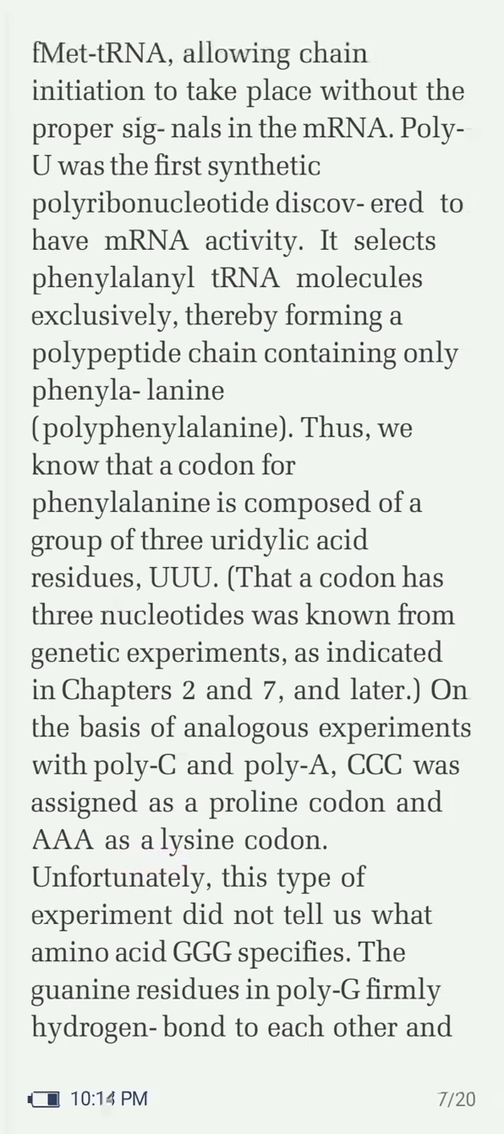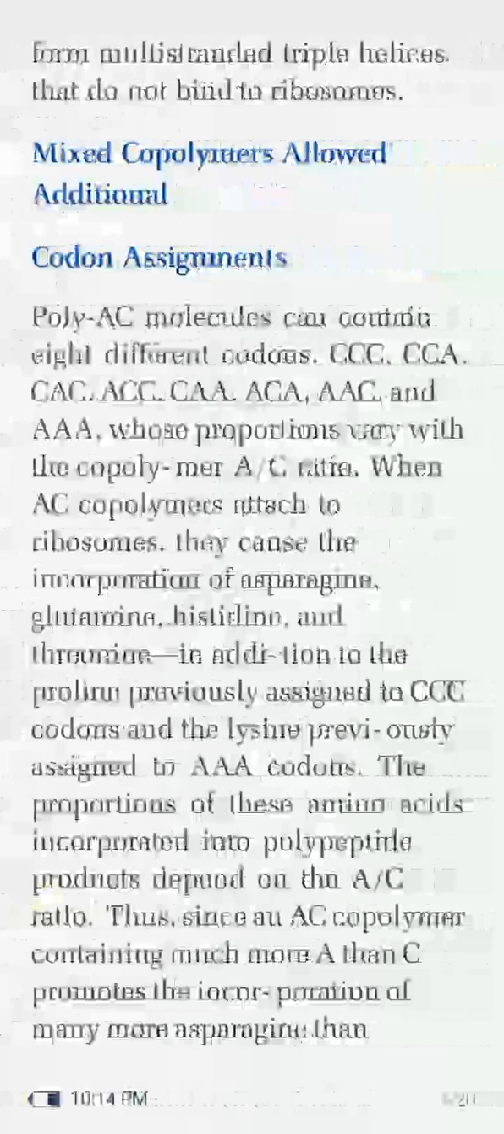That a codon has 3 nucleotides was known from genetic experiments, and on the basis of analogous experiments with poly C and poly A, CCC was assigned as a proline codon and AAA as a lysine codon. Unfortunately, this type of experiment did not tell us what amino acid GGG specifies. The guanine residues in poly G firmly hydrogen bond to each other and form multi-stranded triple helixes that do not bind to ribosomes. Then mixed copolymers allowed additional codon assignments.